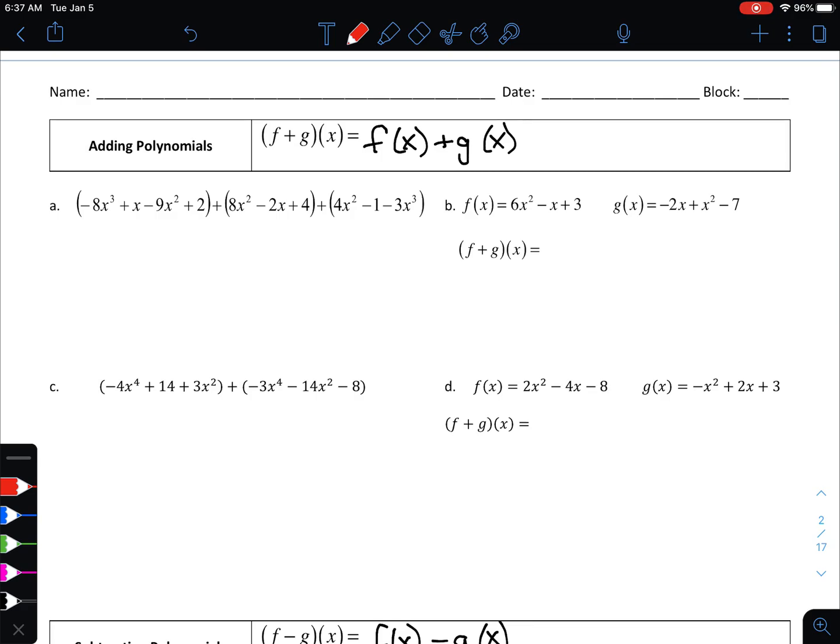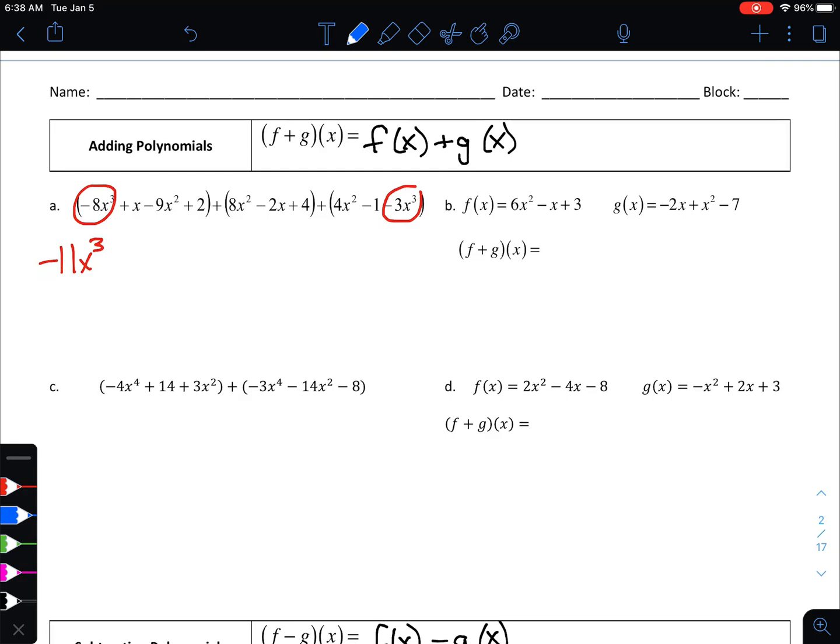We're going to look for the highest exponent for our variable. So for our variables, it looks like the highest exponent is going to be powers of 3. We've got negative 8x to the power of 3 and negative 3x to the power of 3. If you combine those together, negative 8 plus negative 3 is going to be negative 11x to the power of 3.